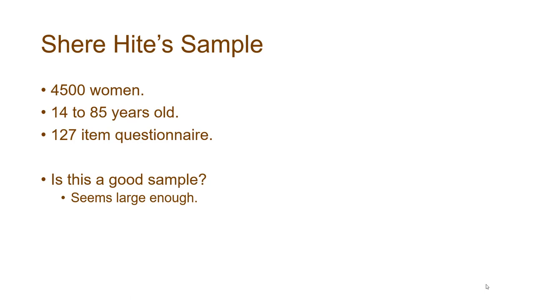Now, the first indication that there might be something going on here that's a bit strange is that it's a 127 item questionnaire. That's a very long survey. You have to be quite a determined person to complete 127 questions. Is it a good sample? Well, it seems large enough, but when you find out that she sent the questionnaire to hundreds of thousands of people and only got 4,000 returns, then big warning flags come up. Because what you're getting is a very low response rate to sending out the survey to a massively wide audience.